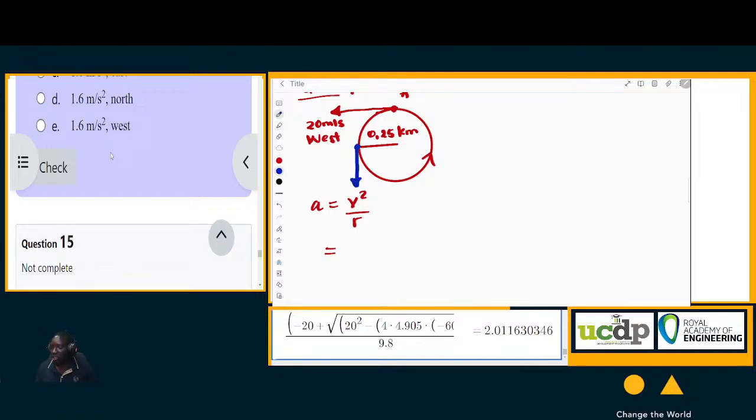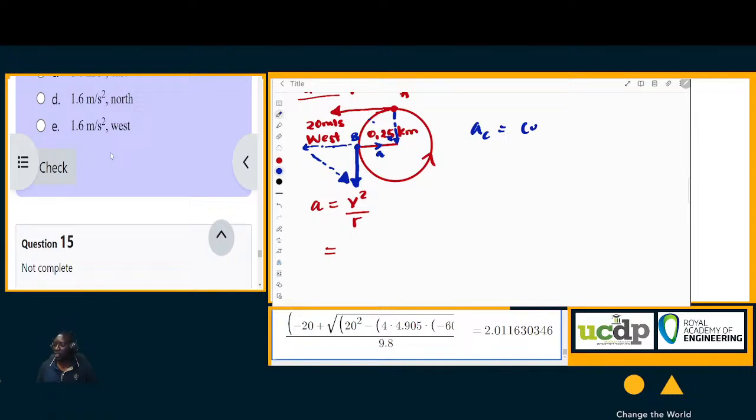It has now changed its velocity from the direction it had at A, to point B, through an acceleration that is directed like that. When it's here, the acceleration is there. When it's there, the acceleration is also towards the center. Acceleration is always towards the center for a body to describe circular motion, or to move in a circular path.